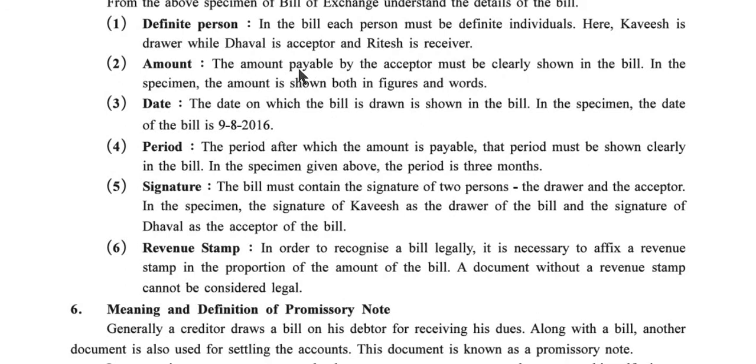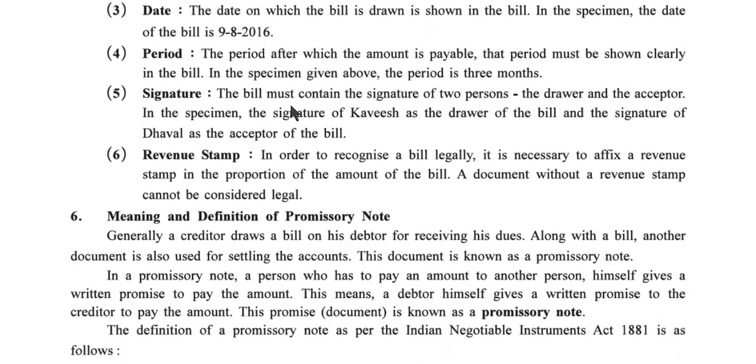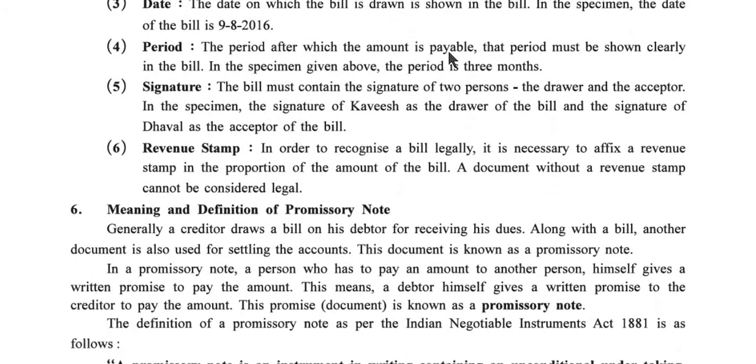Second, amount. The amount payable by the acceptor must be clearly shown in the bill. In the specimen, the amount is shown both in figures and words, 10,000 rupees. Third, date. The date on which the bill is drawn is shown in the bill. In the specimen, the date of the bill is 9/8/2016. Fourth, period. The period after which the amount is payable must be shown clearly in the bill. In the specimen given above, the period is 3 months.